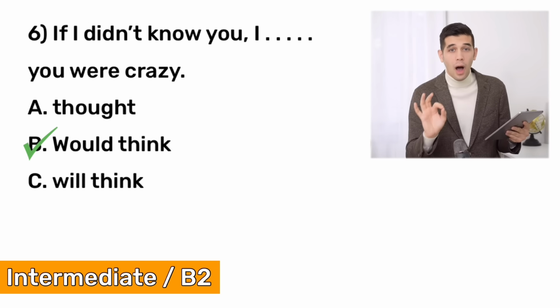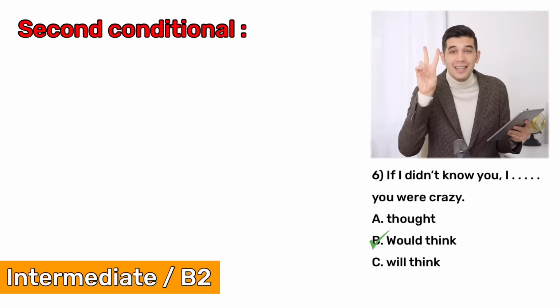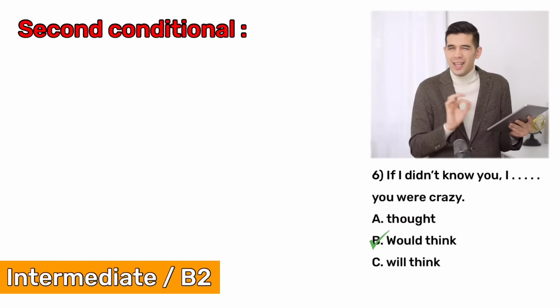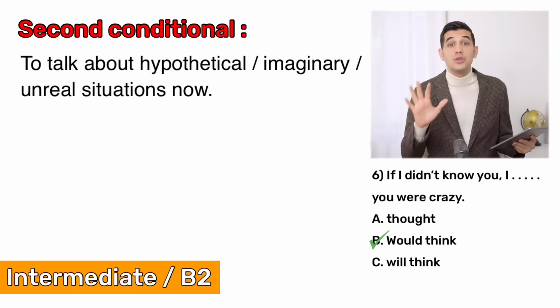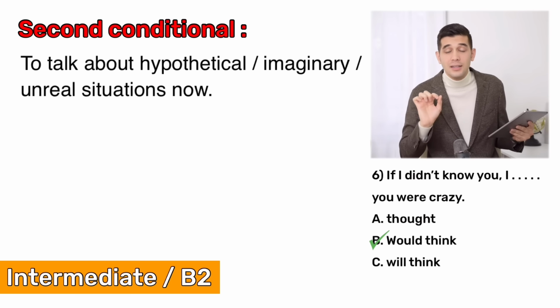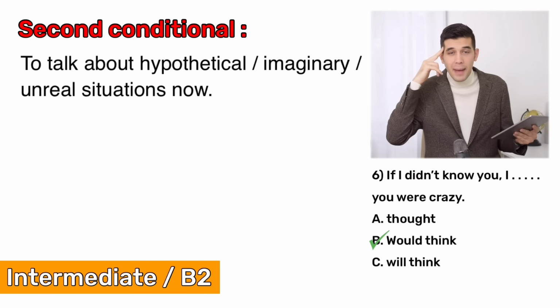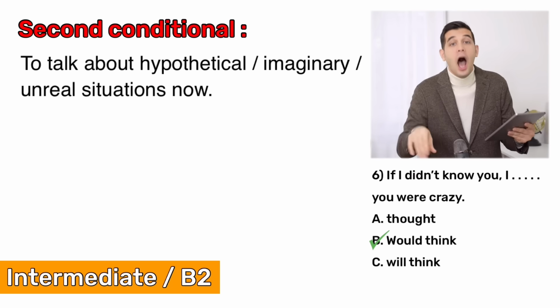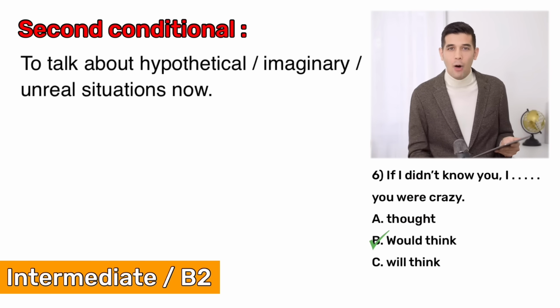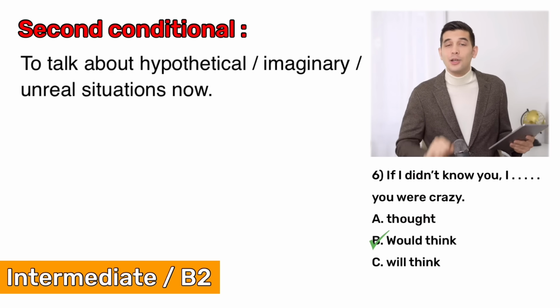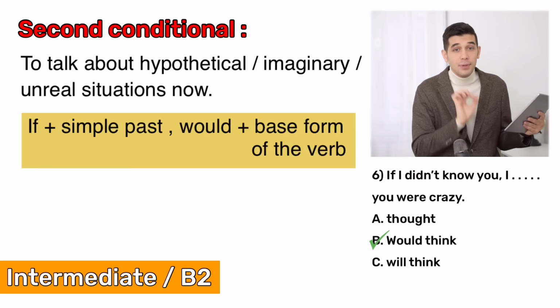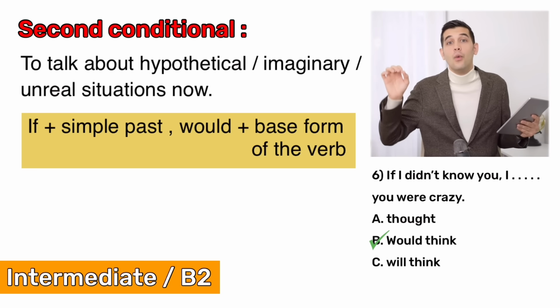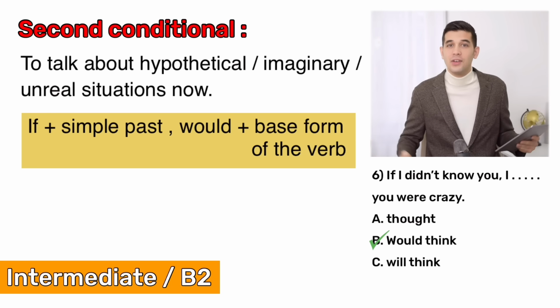Would think, but why? Let's get to second conditional sentences. We use the second conditional sentence to talk about hypothetical situations now, or imaginary situations now, or unreal situations now. How do you make a second conditional sentence? If plus simple past, comma, would plus the base form of the verb.